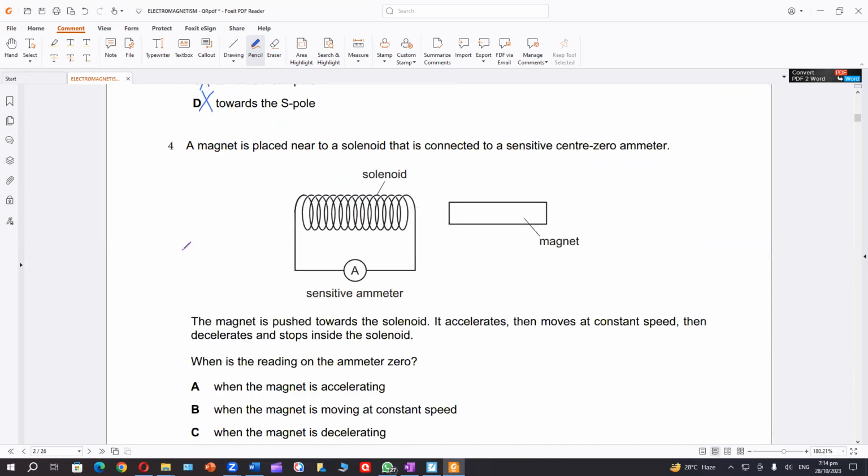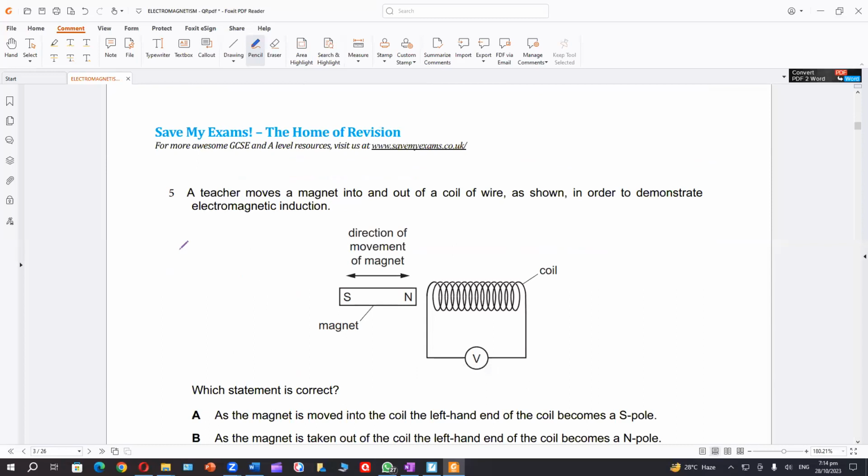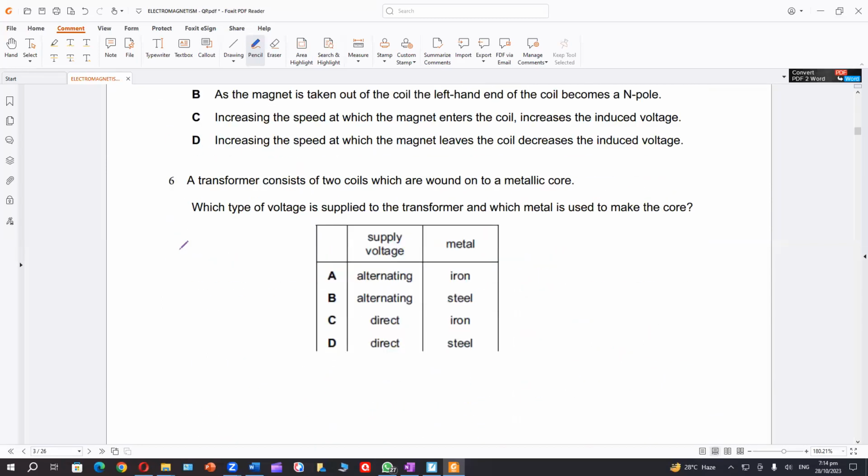This is electromagnetic induction. So I leave this question. This is also electromagnetic induction.